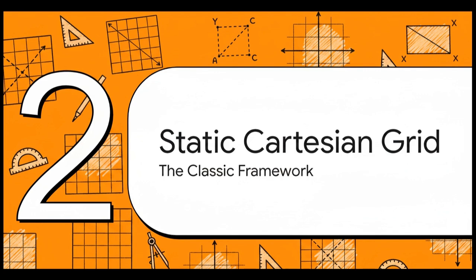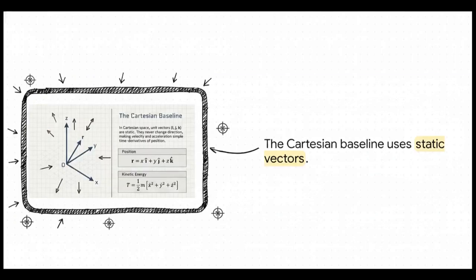Section 2. The static Cartesian grid. Let's start with a framework you probably already know. In standard Cartesian space, the unit vectors are wonderfully simple, typically called I, J, and K, representing the X, Y, and Z axes. They are perfectly static. They point in one direction forever. No matter where your particle moves in this space, up is always the exact same up and right is always the exact same right. Because the frame itself isn't twisting or turning, that baseline absolutely never changes.